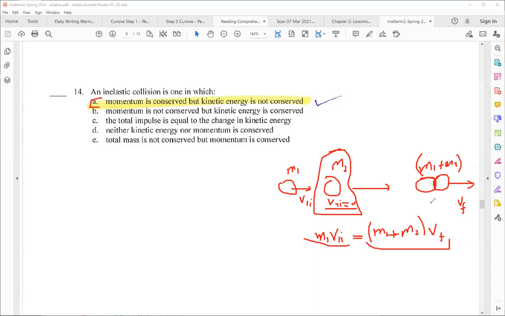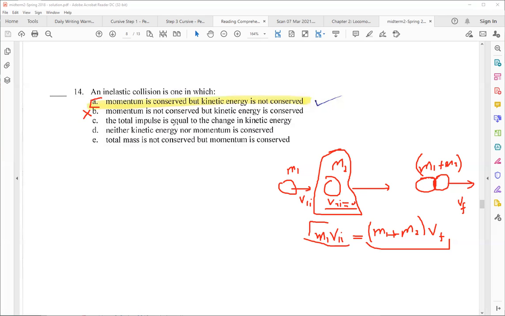It could also be lost in terms of heat, which means kinetic energy is not conserved, but linear momentum will be. So that's question 14, and we're rejecting the other options. Option B says momentum is not conserved, but kinetic energy is conserved. That's not true. Momentum is conserved.